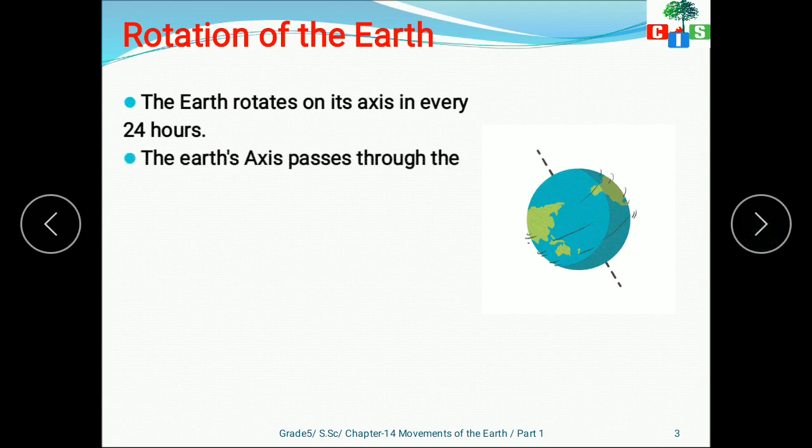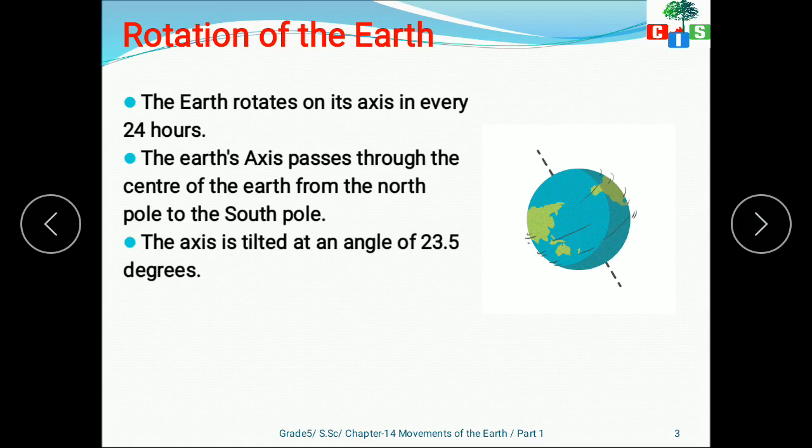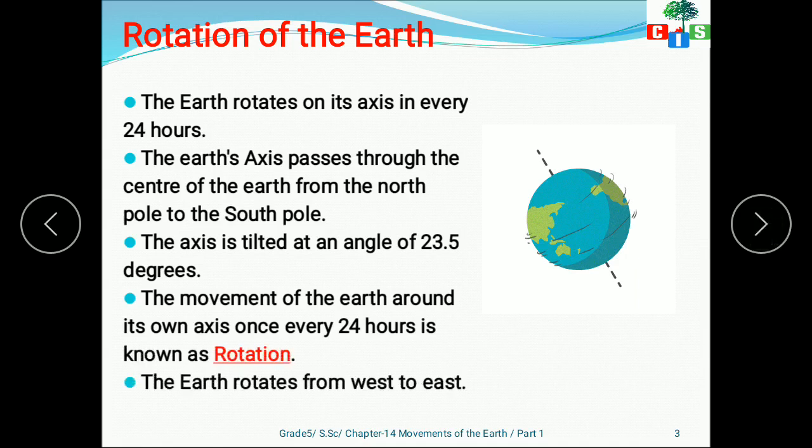Okay. Now the earth's axis passes through the center of the earth from the north pole to the south pole. As you can see in the picture also, the earth's axis passes through the center of the earth. The axis is tilted at an angle of 23.5 degrees. You can see in the picture, the earth is tilted on one side and that is the angle of 23.5 degrees. Now the movement of the earth around its own axis once every 24 hours is known as rotation, that we call rotation.